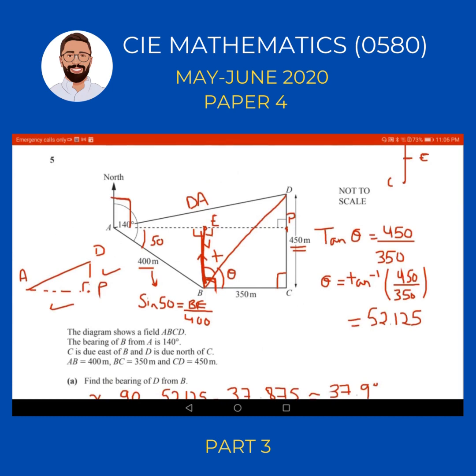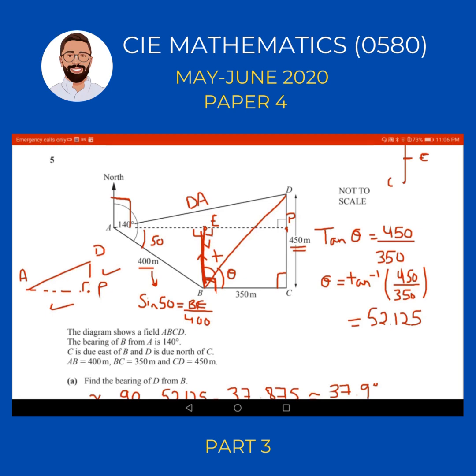So how did we find DP? I have the full length of DC, which is 450 meters. I subtracted the length of the line BE from 450 to find DP. And we found BE by using the sine ratio, which is the opposite side over the hypotenuse side.